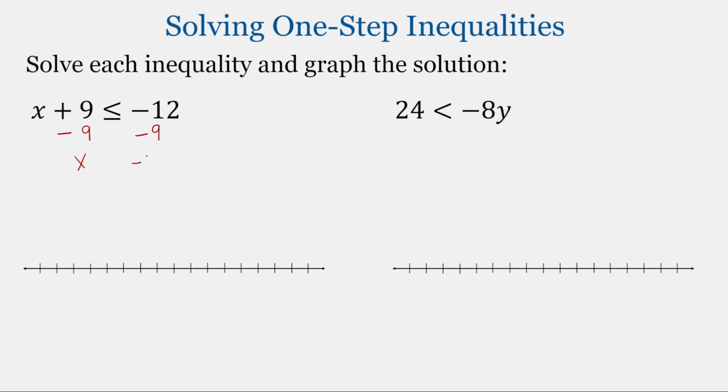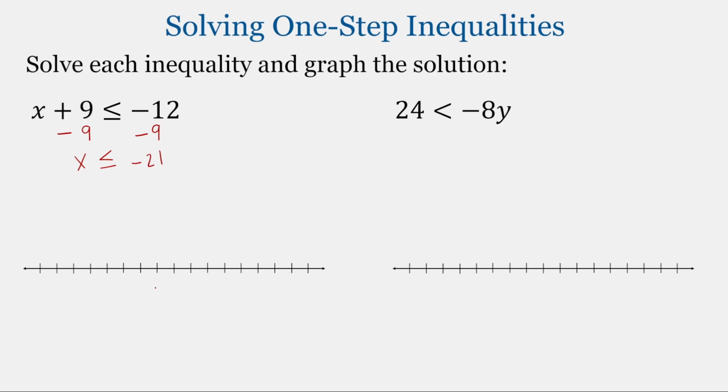We get negative 21 on the right side. And when we add or subtract across an inequality, we do not change the direction of the inequality. So we end up with x less than or equal to negative 21.